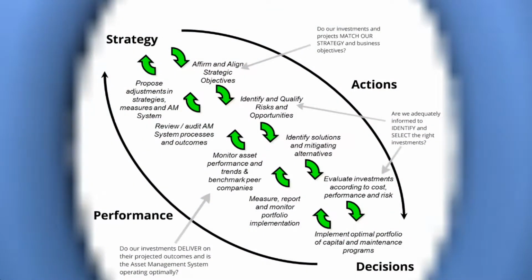Each module of the Spend Optimization Suite ties to a key area of the strategy, actions, decisions, performance loop. This loop illustrates the concept of ensuring decisions are made in support of implementing the strategy. After the fact, results should be measured and adjustments made, as needed, to ensure the best possible results going forward.